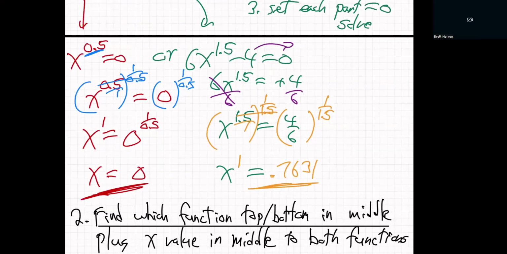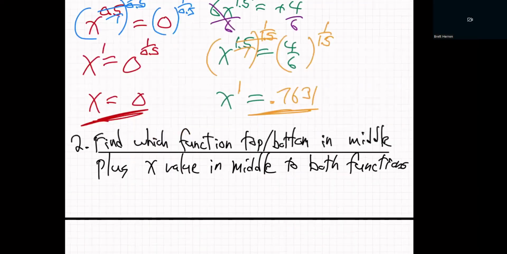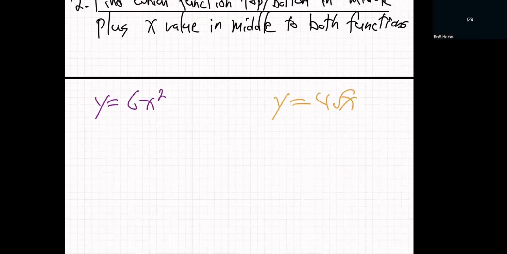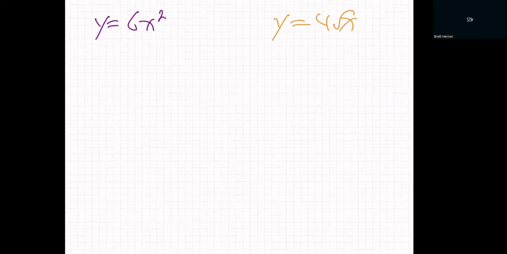So I'm going to take both functions, this function and that function: y equals 6x squared and y equals 4 root x. I'm going to plug something in the middle. Now, what's in the middle? Let's do a nice little number line on that. That'll help.